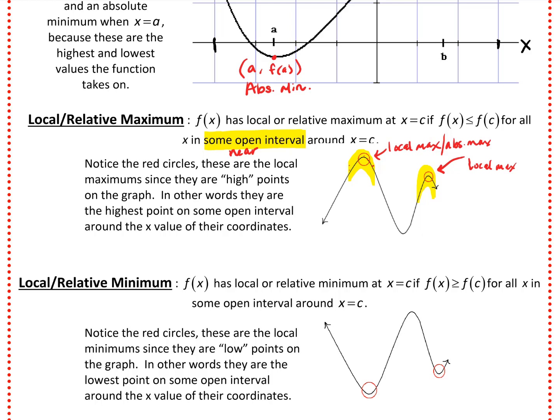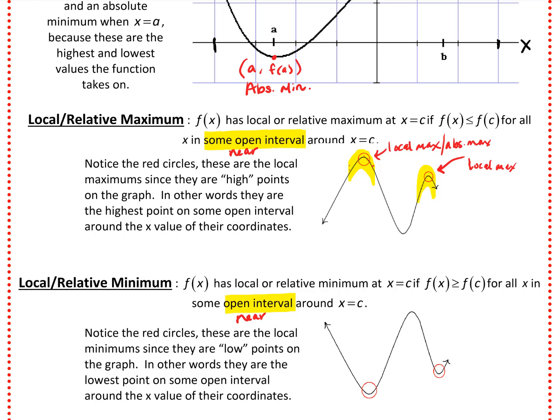All right. And then the opposite is the minimums. So if we happen to have a low point, a local or relative minimum at a point, if the function is greater than f of c for all x in some open interval around x equals c. So again, when we say an open interval, that means near x equals c. That's another way to say that.